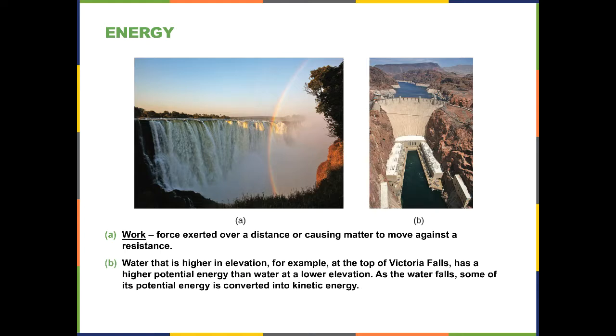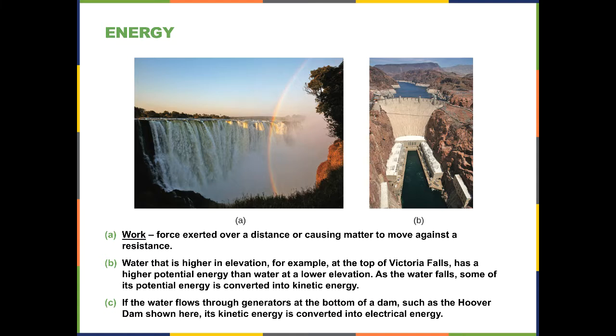Water that has a higher potential energy falls off Victoria Falls here, and as it falls, it releases kinetic energy. Now, if it's on the right here in a hydroelectric power plant, that potential energy or kinetic energy can be harnessed and transferred through the turning of generators to form electrical energy.